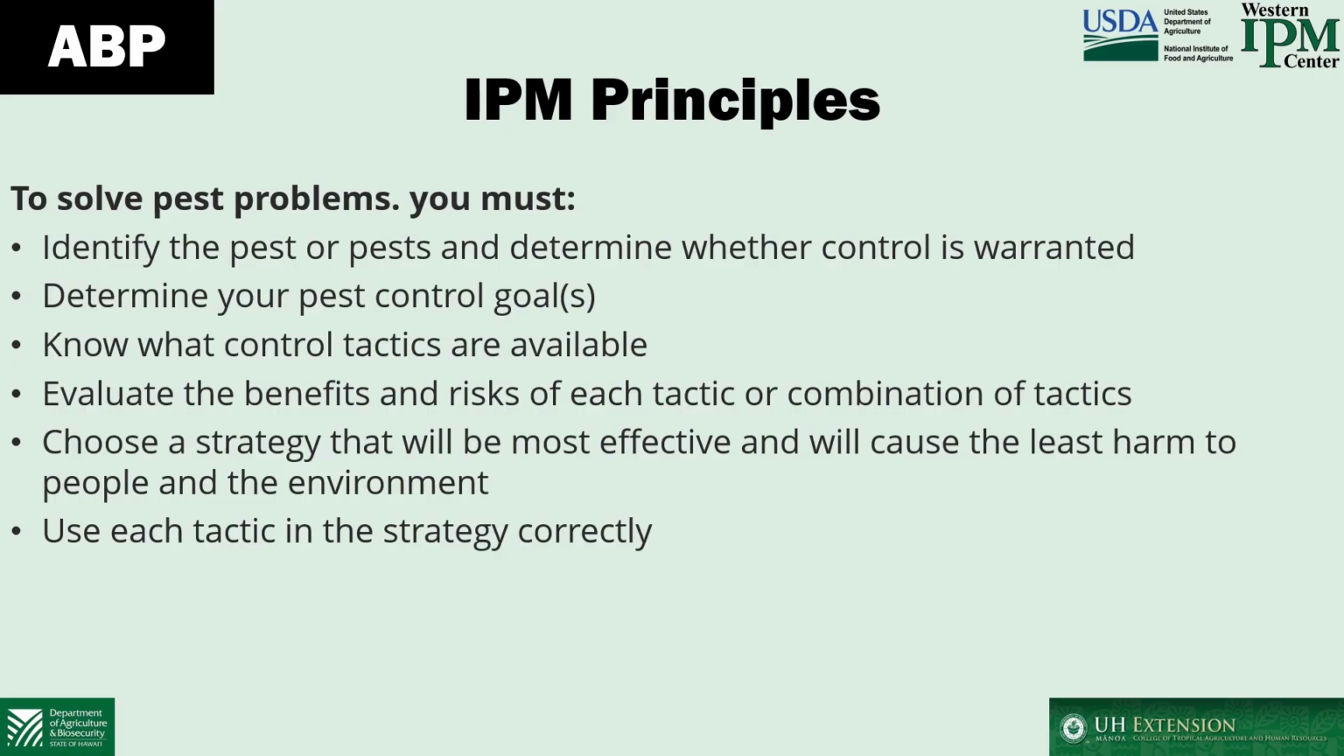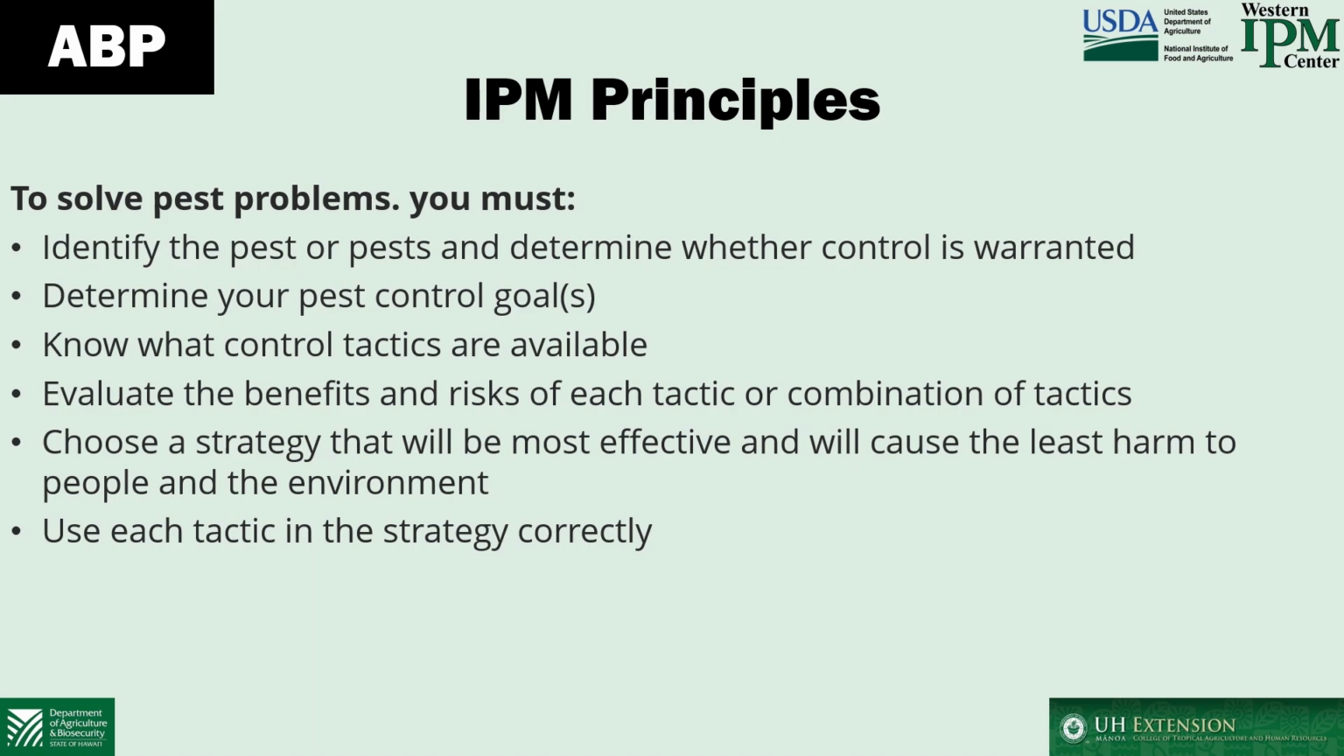We need to know what tactics are available. So not just what pesticides we have access to, but non-chemical control methods that we can utilize so we don't have to use pesticides. And we should only be using pesticides when we absolutely have to, because they are dangerous and they are complicated. So if you don't need to use them, don't use them. We also need to evaluate the benefits and risks of each tactic. So we need to really think about what we're doing. Pesticides are dangerous and complicated, but sometimes the value of that tool far exceeds that risk and that danger. So that is an evaluation that we need to make every time we're using a pesticide.